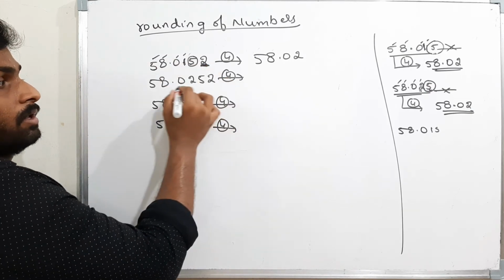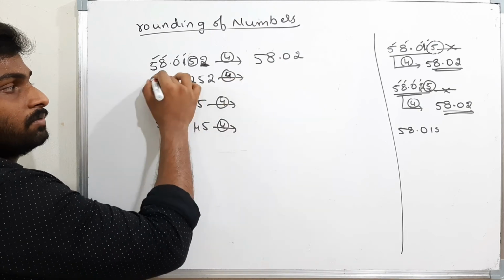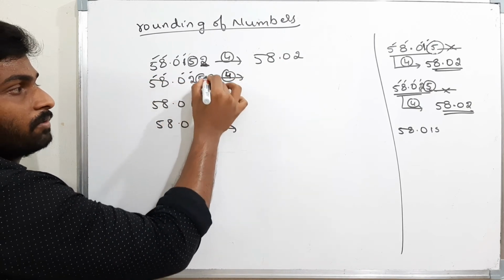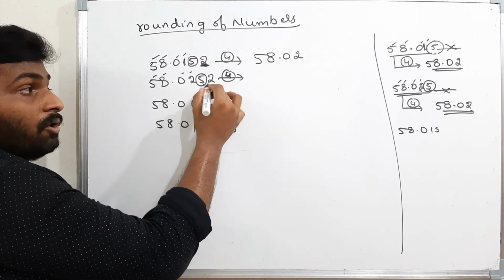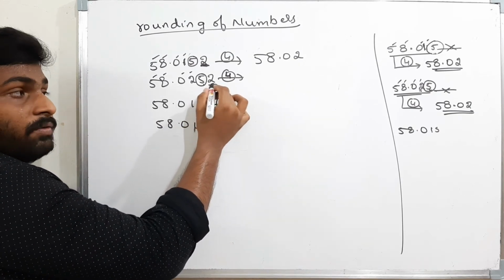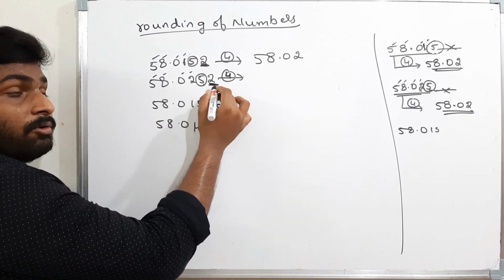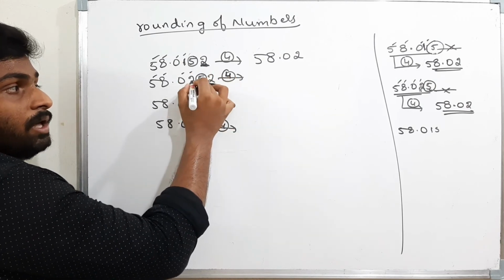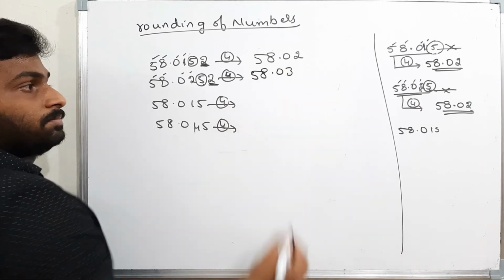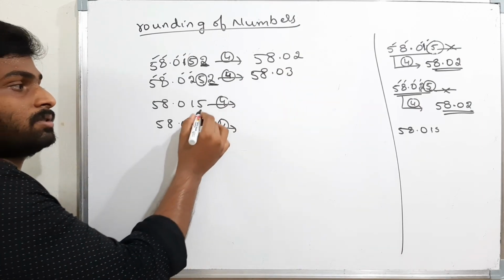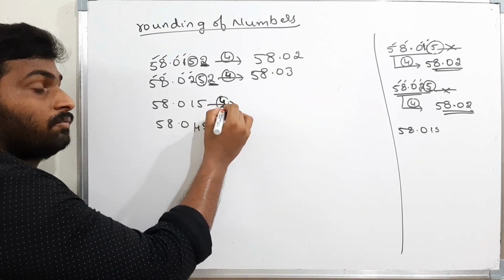Here also 4 significant figures. That means 1, 2, 3, 4. That means I have to round off the 5. Here also the 5 is followed by some number. If it is followed by some number, what do I have to do? I have to add plus 1 to the before number. That means I have to add plus 1 to the 2. That means 58.03.